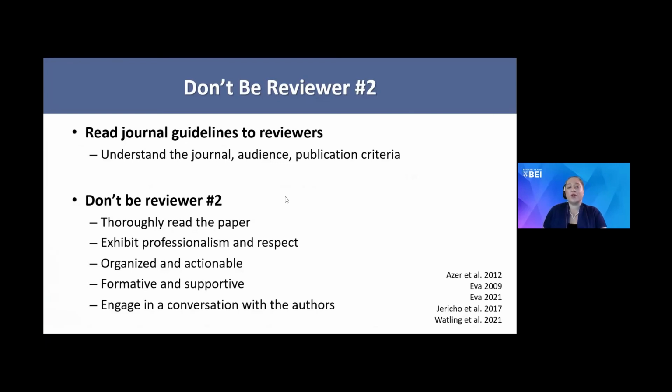The first thing is, when you're asked to peer review, read the journal guidelines to reviewers. Every journal has guidelines to reviewers. This is their map of what you should be looking for and why. And through this, as well as having read the journal, you want to understand that journal, their audience, and their publication criteria, right? A higher or more prestigious journal may have more rigid publication criteria than, say, a lower level journal. So you want to understand those things as you go into the peer review.